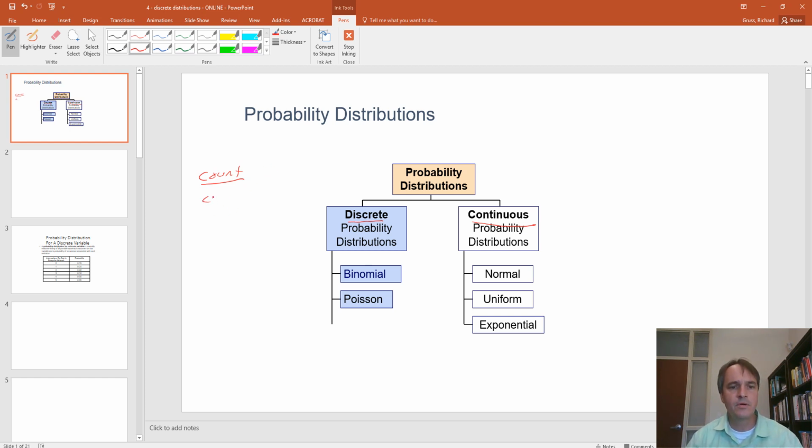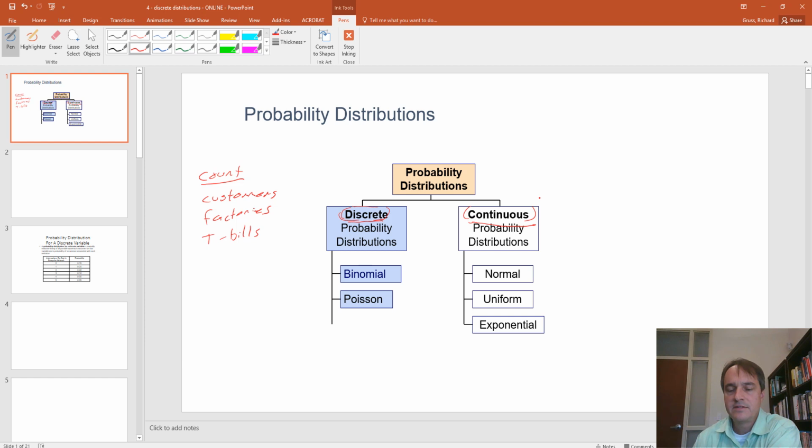So, if we're doing counts, say we're counting customers, the number of customers that queue up, or we're counting factories, the number of factories in a certain area, or the number of treasury bills that are outstanding. Anything that you count is going to fall under this heading of a discrete probability distribution.